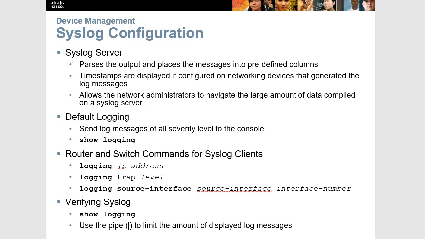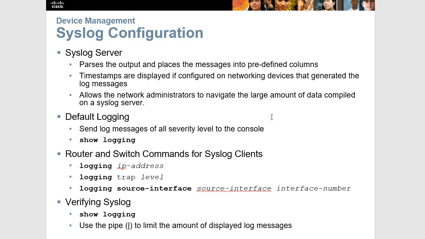So that is the Syslog configuration and the Syslog server, and how you set up which messages are going to be sent to the Syslog server on this slide. Some advantages of the Syslog server: it parses the output and places messages into predefined columns. It's a little messier to read if you're out on your actual device, but on a Syslog server, it's easier to read because of those columns in place. Timestamps are displayed if they're configured on your networking devices.